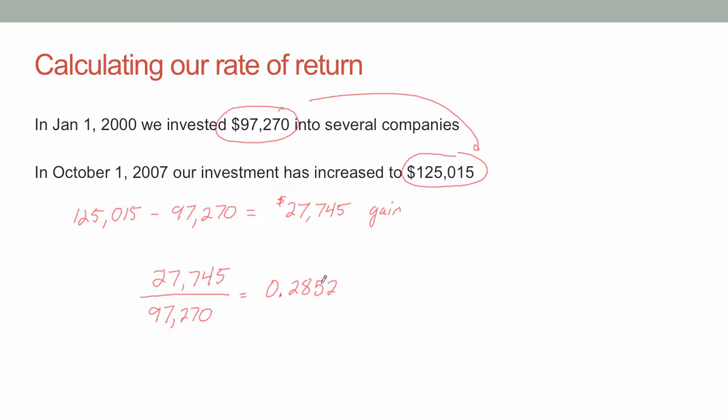Now, that's not a percent right there. It's telling me my increase though, right? So to turn it into a percent, I need to multiply it by 100. So 0.2852 times 100. So we increased over that almost 8-year period by a little over 28.5%. So that's a percent problem. We just used some math to figure out that's a 28.52% increase when we gained $27,000.